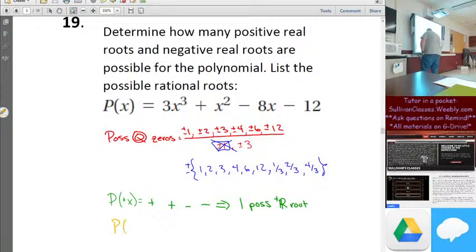When I plug in a negative x, remember the trick? Because this is going to be a negative times a negative times a negative, 3 of them, so it's going to go negative. This is going to be a negative times a negative, so it's going to stay positive. This is going to be a negative times a negative, which is a positive. And constants, well, there's no x there, so it's going to stay negative because I can't change it at all. And I count my sign changes. This time there was 2. There's a trick here.